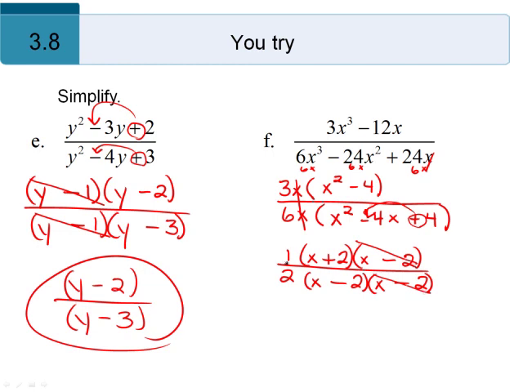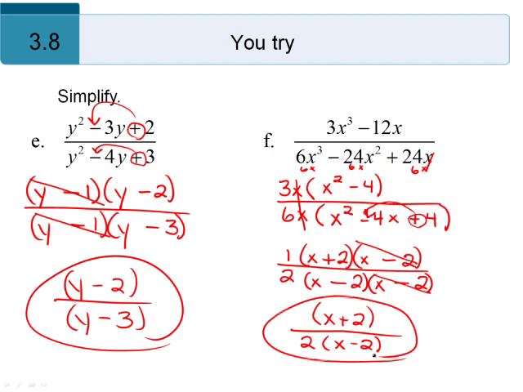So what you have left, on the top, don't write the 1, just write the x plus 2. That's what's in the numerator. And then on the bottom, we have 2 and x minus 2. And you just leave it in its factored form. You don't have to distribute the 2 or anything like that.